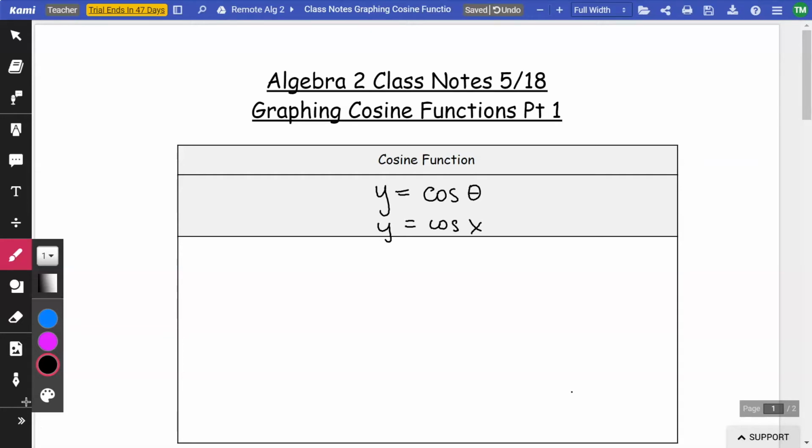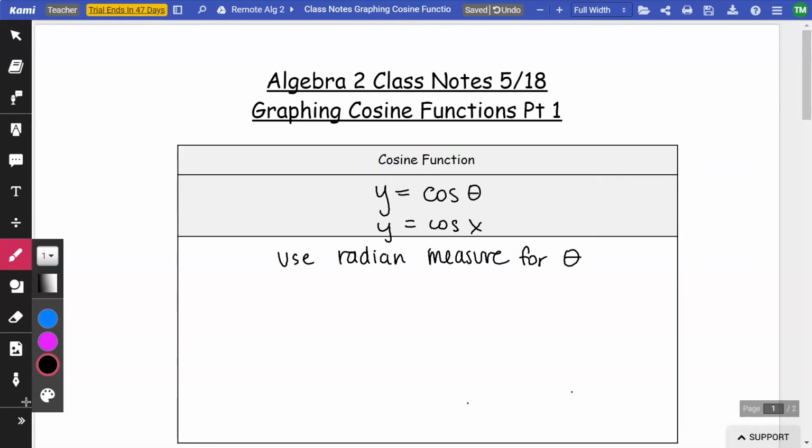So remember, when we're talking about graphing this cosine function, we want to use the radian measure for theta. So when we talk about theta, we're using our radian measure instead of our degree measure. So use radian measure for theta.